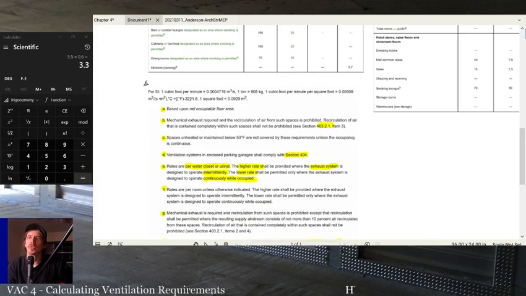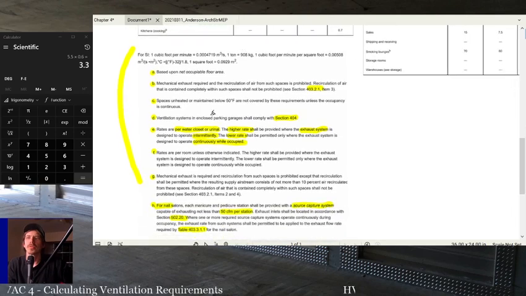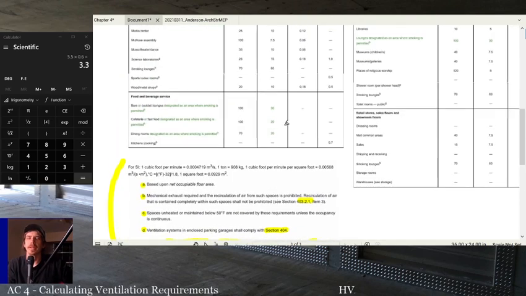So those are all your notes. All right, all those notes are important. You want to make sure you look at those, and again, any table you're dealing with out of the code book, you want to make sure you've read the notes because there's important information in there.